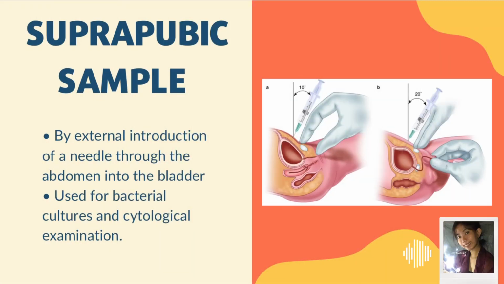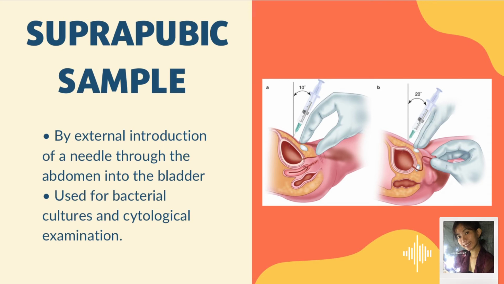Another type of urine specimen collection is the suprapubic sample. Suprapubic collection is a procedure to obtain uncontaminated urine from the urinary bladder. This sample is collected by external introduction of a needle through the abdomen into the bladder. Moreover, it is typically used as a method to collect urine in a child less than 2 years of age who is not yet toilet trained in an effort to diagnose a urinary tract infection.